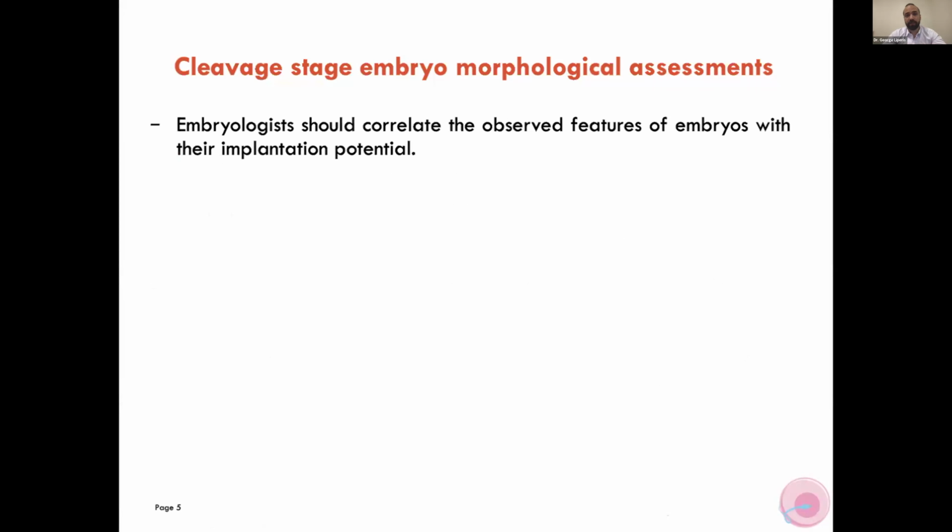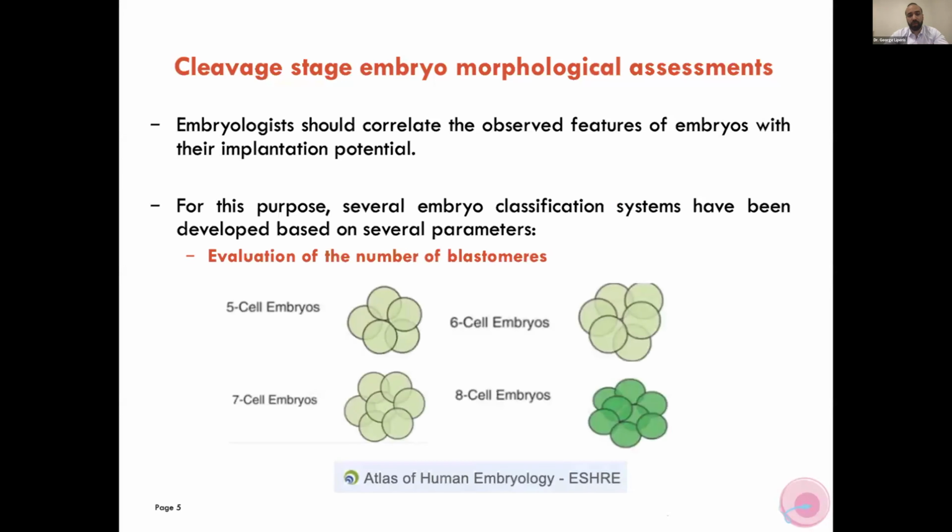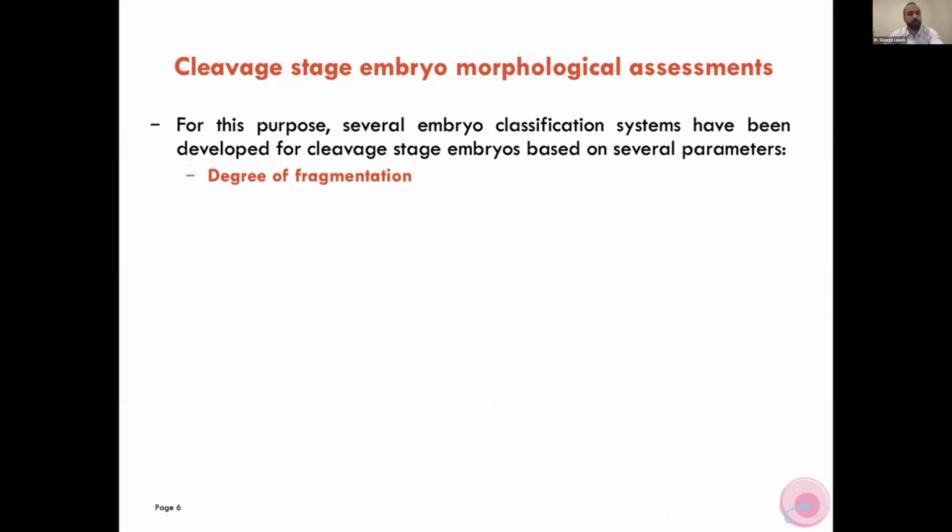And why is that? As embryologists, we should correlate the observed features of embryos with their implantation potential. And to help us, and for this purpose, to assess the embryos, several embryo classification systems have been developed based on different parameters. First parameter that we assess is the number of blastomeres. We know that an embryo on day 3 can have anywhere from 5 and sometimes 12, 13, even more cells.